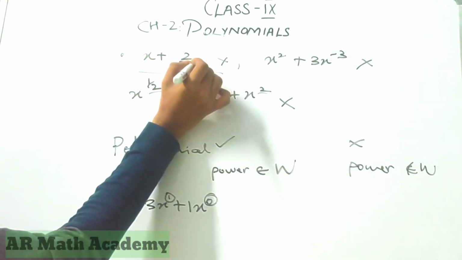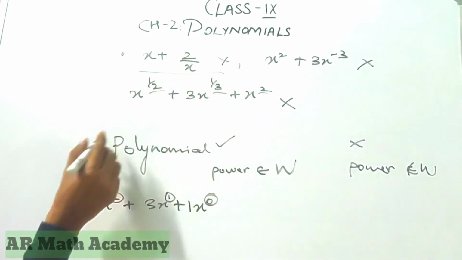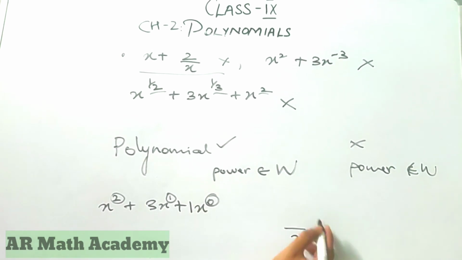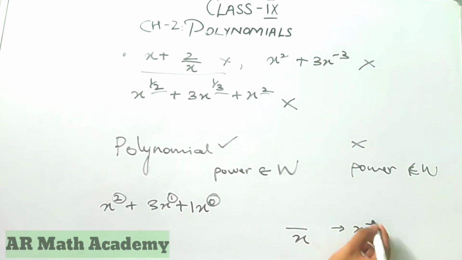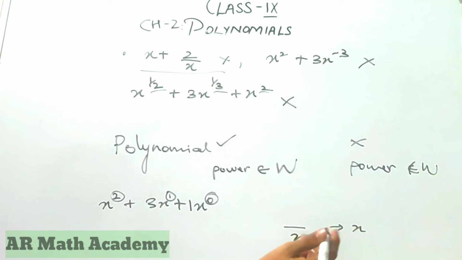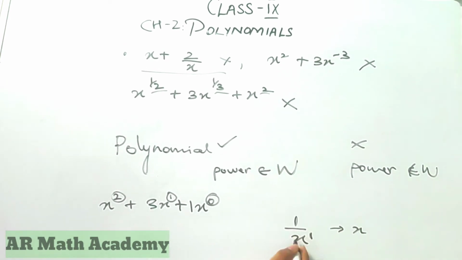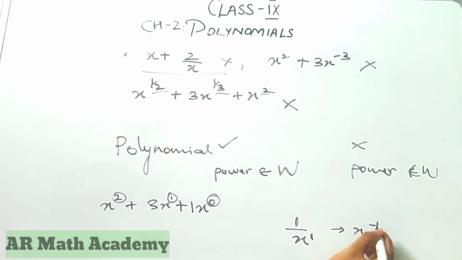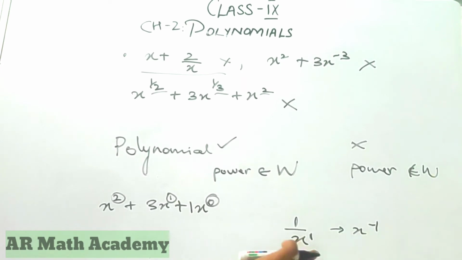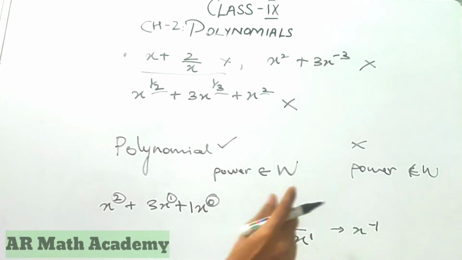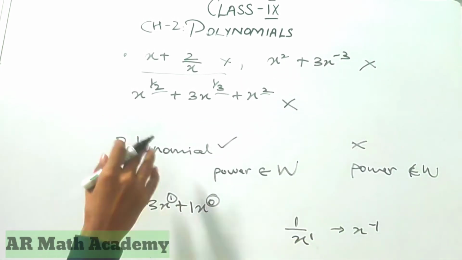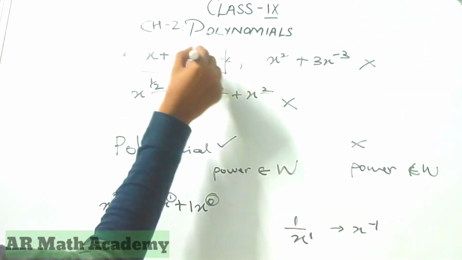Well, if you take the reciprocal of this, when you try to bring an x to the numerator, it will automatically change the power to a negative. So 1 by x power 1 can also be written as x power minus 1. So automatically the power becomes negative, and negative numbers are not whole numbers, hence it is not a polynomial. So this is ruled out.